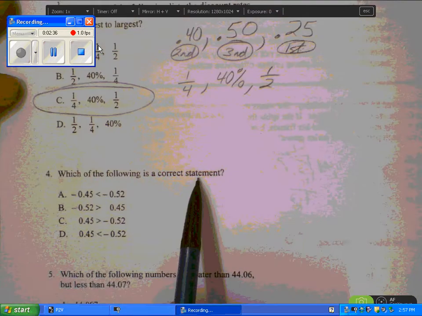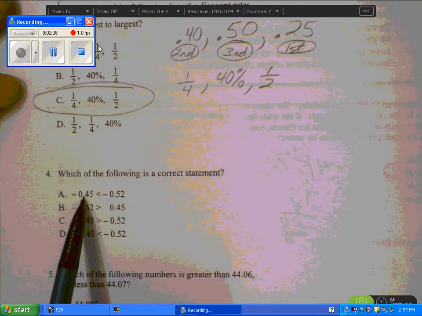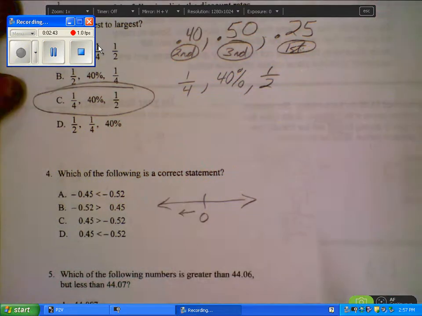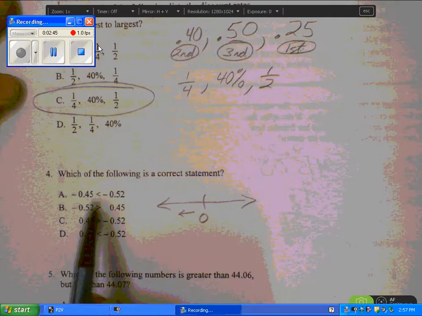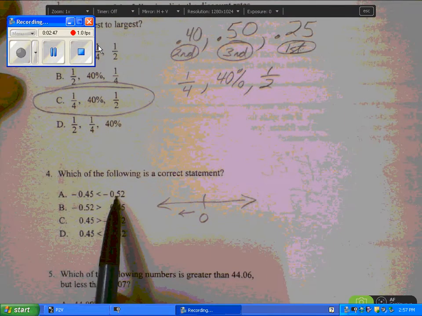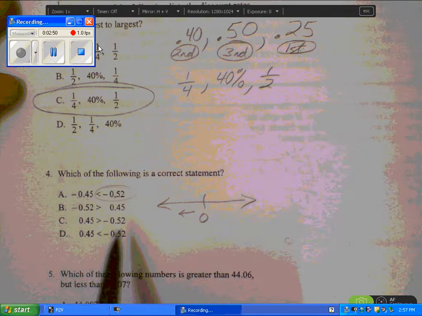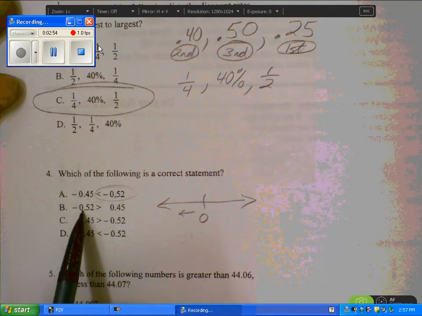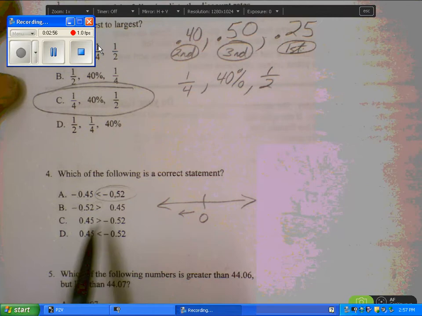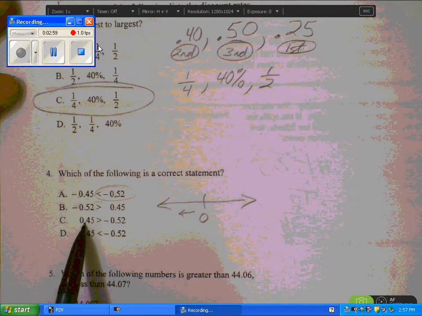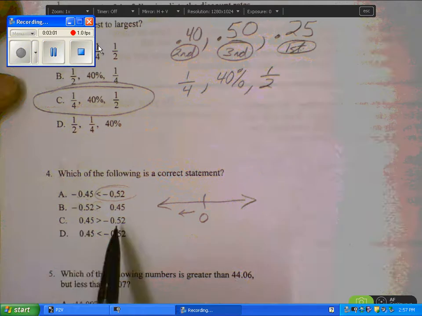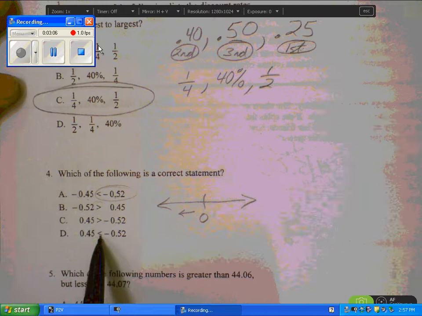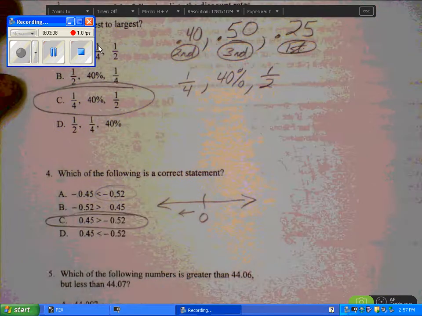Which of the following is a correct statement? Remember on this one, the farther you go down in the negatives, the smaller the number gets. So this one's not right because that is farther from 0. This here is farther from 0. On this one, this says greater than. Negative numbers are never bigger than positive numbers. This one has to be correct because a positive is always bigger than a negative. This one can't be correct because, again, it says a positive is smaller than a negative. So it has to be C.